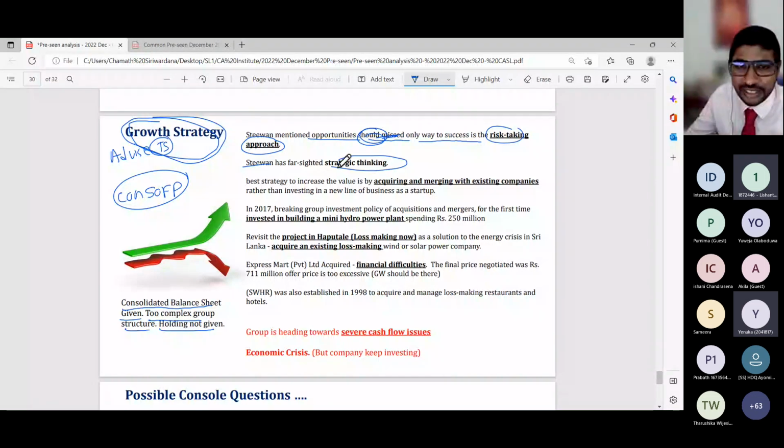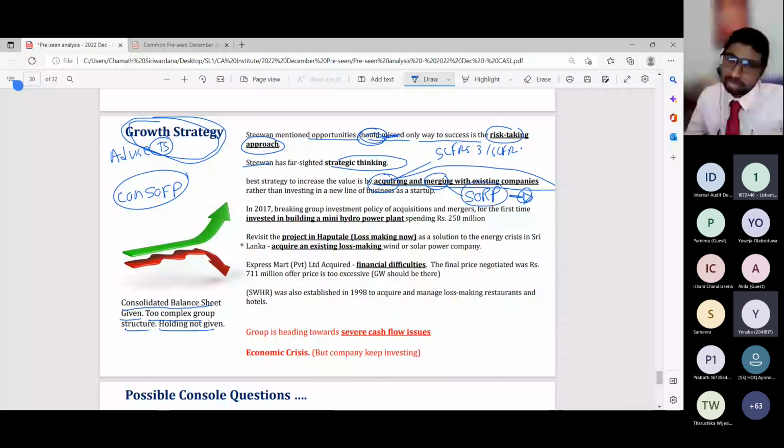The danger is that acquisition is covered under SLFRS 3 and SLFRS 10, but merger is not covered under SLFRS 3. Merger has a separate Statement of Recommended Practice. But I don't think the Statement of Recommended Practice will be tested, because it is not included in your syllabus either. But still, the acquisition is highly possible, right?